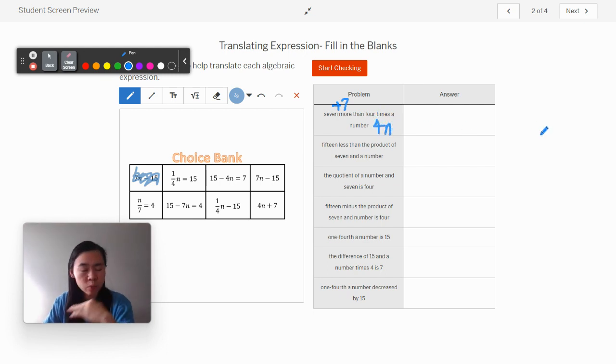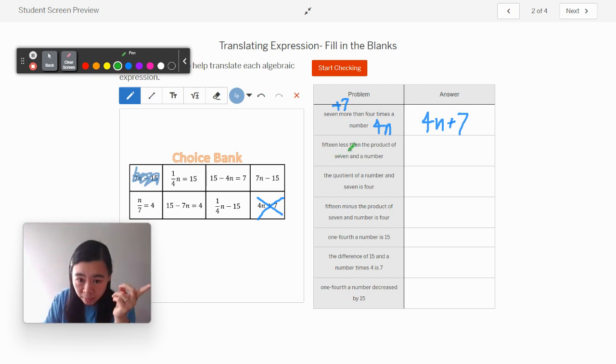Remember, for multiplication, we don't have to use the dot. We don't have to use the x. Okay, 4n, that is multiplication. So 7 more than 4 times a number. So 4n plus 7 right here. Okay, and then you can exit that out. We've used that one. All right, next.